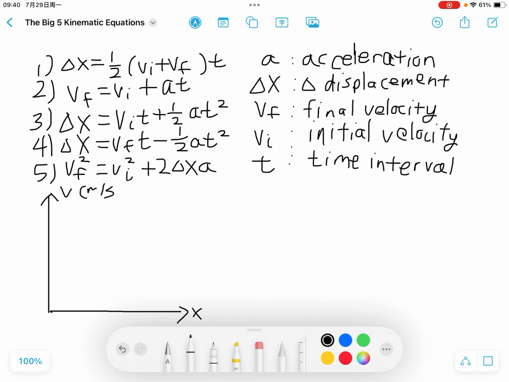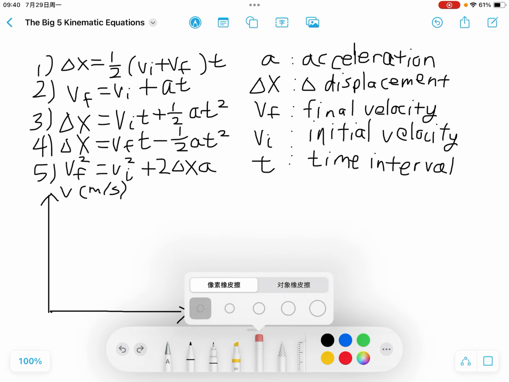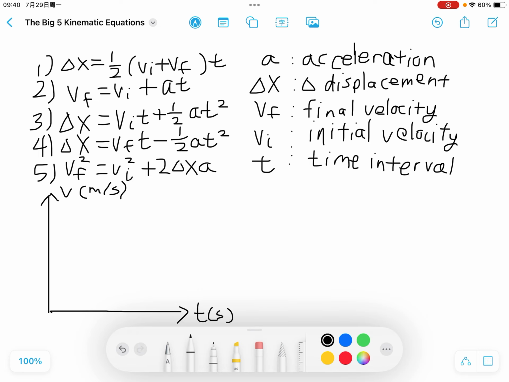So velocity is meters per second in this case. So our standard unit is meters per second for velocity, and our time here, sorry, that's not x, that's t. So our time is going to be seconds for standard units, right? So what does this do? It basically tells you at this specific time interval, what is my velocity?